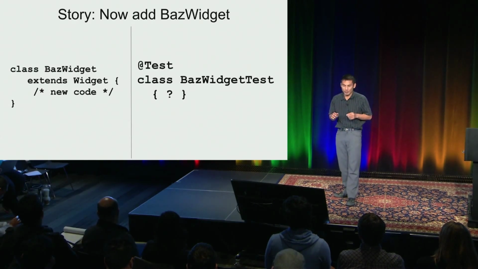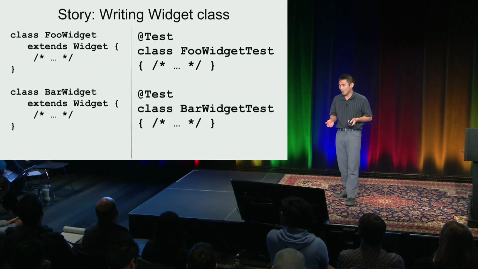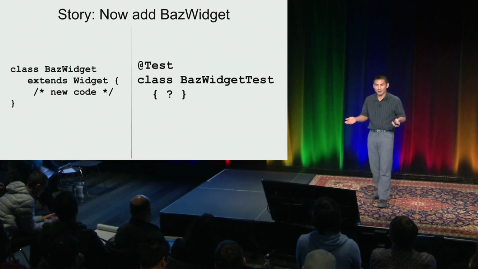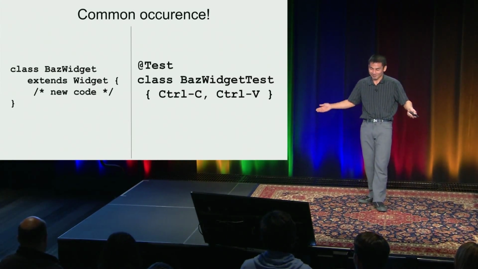So class BazWidget extends widget. Now, because Alice is working in a sane development environment, there's also going to be tests, which Alice is responsible for writing. OK, so now there's no tests, and we want to go to this world where there are tests. And we'll remember that there are tests for foo-widget, and there's tests for bar-widget. And all these things are similar. So how are we going to get these tests for BazWidget? What's going to happen? Copy paste, right? Control-C, Control-V, right? We have all been there. It's a thing that happens.